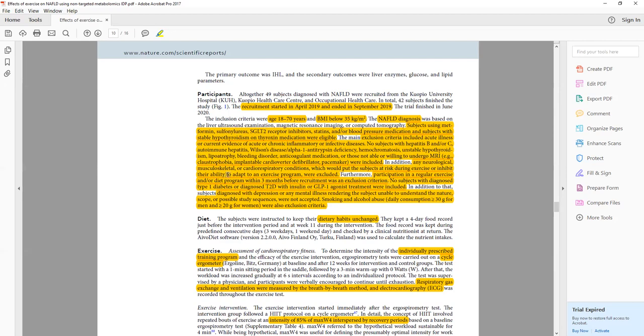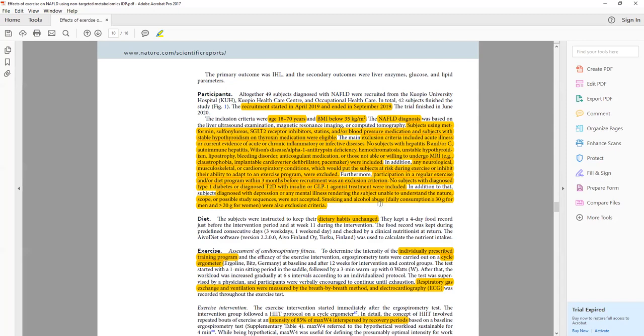Any neurological, musculoskeletal, cardiorespiratory conditions that put patients at risk for exercise were excluded. Participants who did regular exercise or followed a specific diet program in the 3 months before were excluded. No subjects diagnosed with diabetes type 1 or type 2 with insulin or GLP-1 treatment were included. In addition, if you were diagnosed with depression or mental illness, making you unable to understand the nature of the scope of the study, you were also excluded.